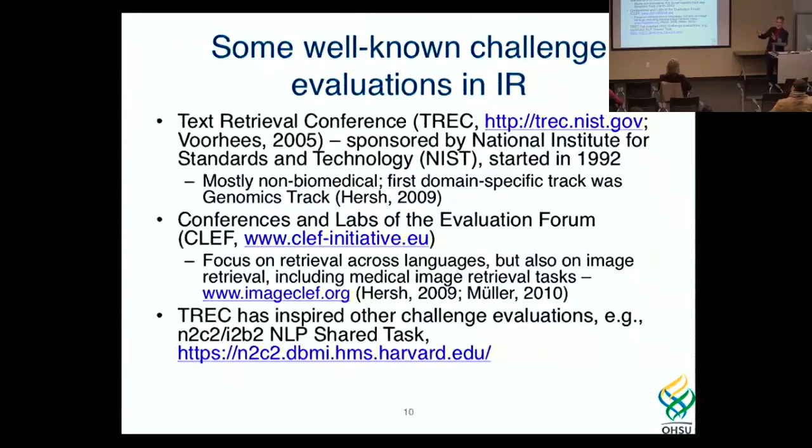TREC has actually spawned other ones. One of the areas of TREC of interest early on was cross-language information retrieval. This is a much bigger problem in places like Europe, where everyone speaks multiple languages, and there's a mandate by the European Union that certain types of information be available in every language. So how do we query in one language and retrieve documents in another?